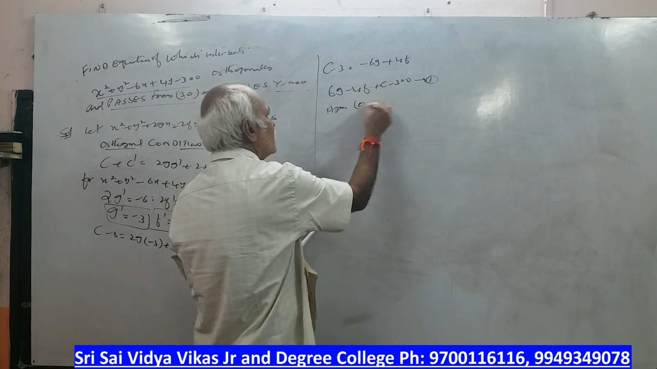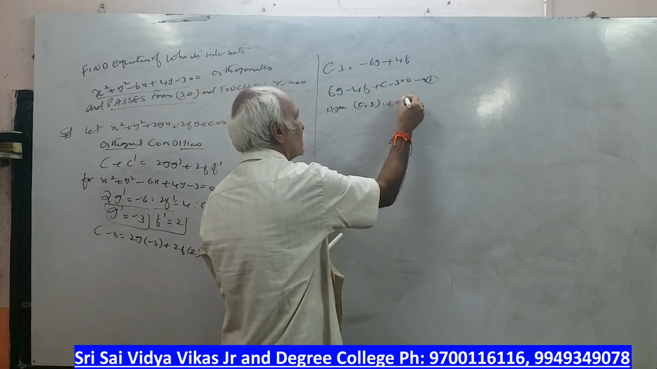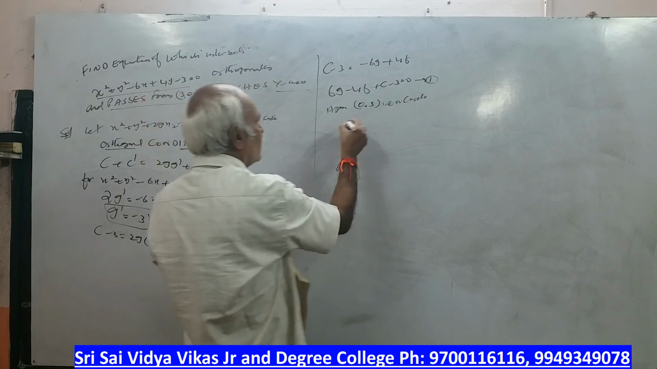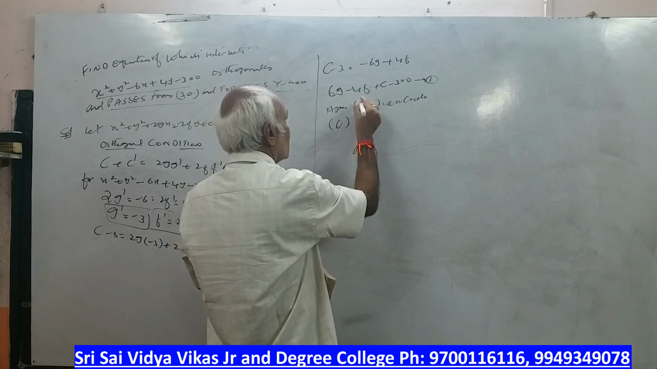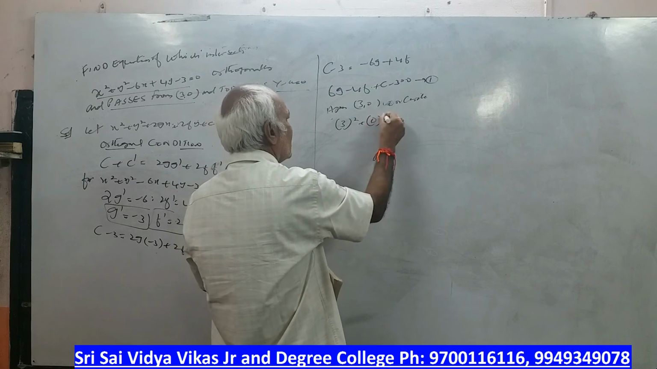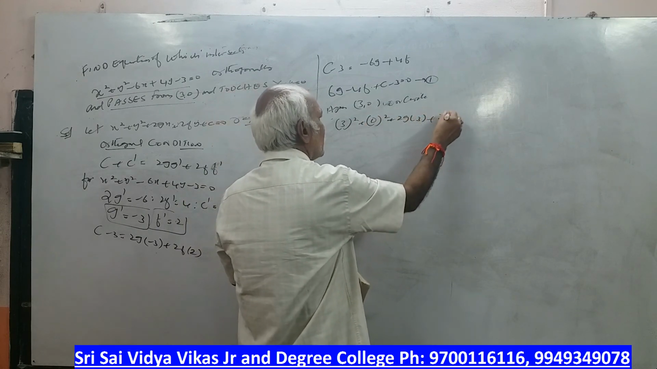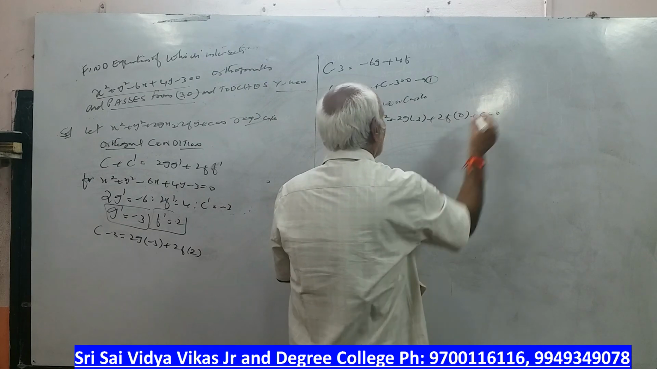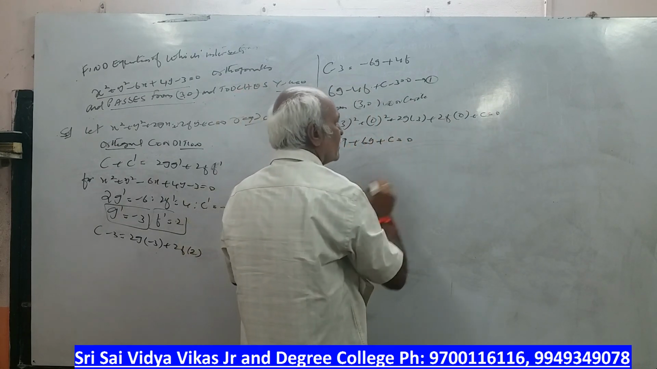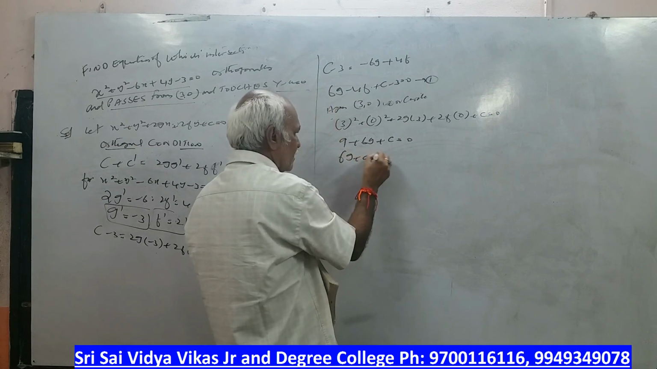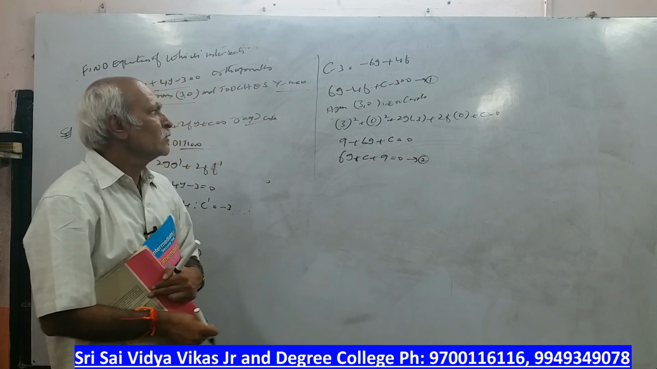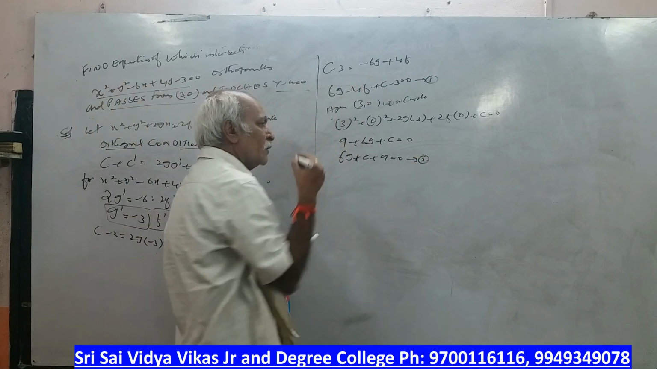Again, the point (3, 0) is on the circle. What is the circle equation? x square plus y square plus 2gx plus 2fy plus c is equal to 0. So 3 square plus 0 square plus 2g into 3 plus 2f into 0 plus c is equal to 0. So 9 plus 6g plus c is equal to 0. Rewriting this, 6g plus c plus 9 is equal to 0. We got the second equation.